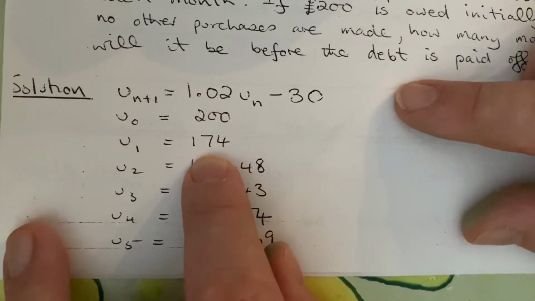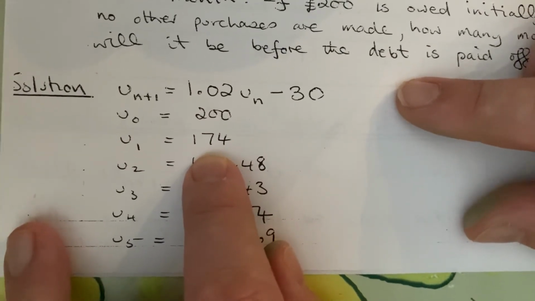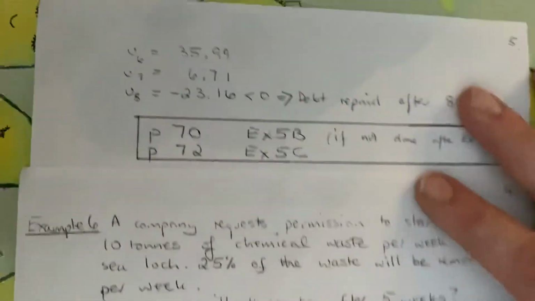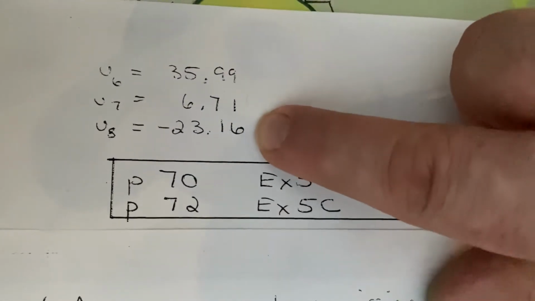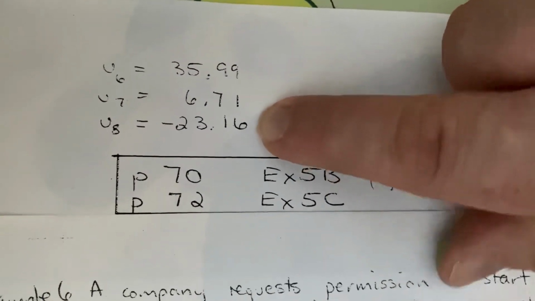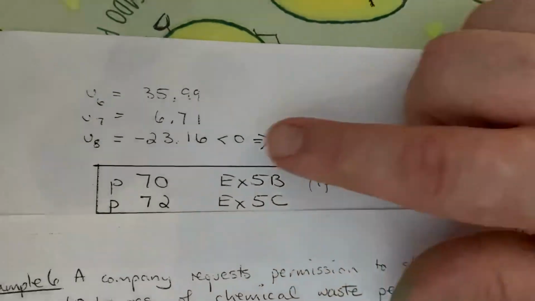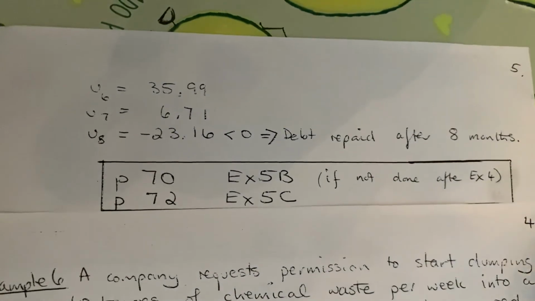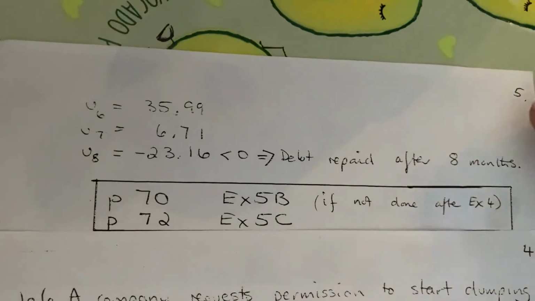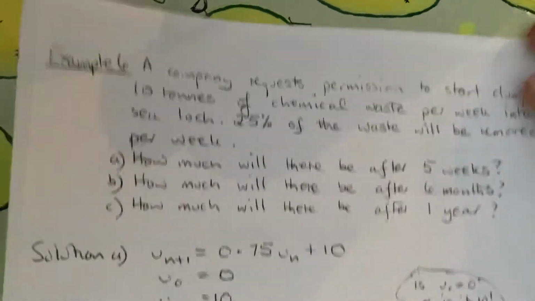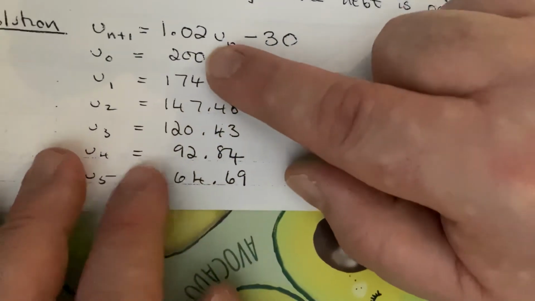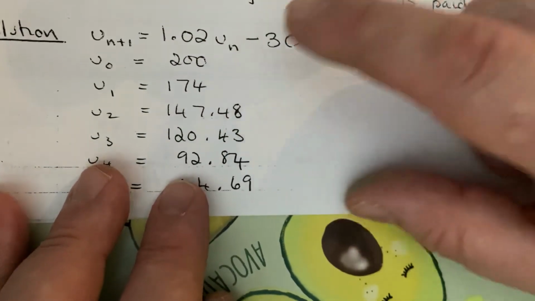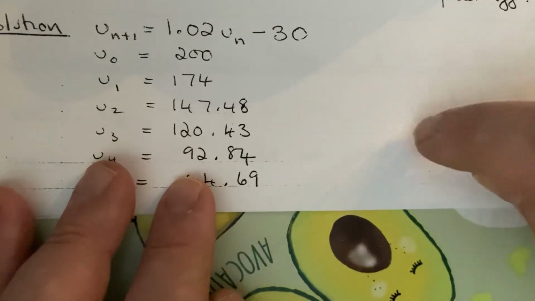Then we do 1.02 times 174 minus 30, and so on until we get below 0. So the debt will be repaid after 8 months. And we could work out what the final value is. It didn't ask us to. That's something we'll come on to. But again, in terms of doing it as a nested calculation here, 200 equals, 1.02 times ANS minus 30, and just keep pressing the equals button.